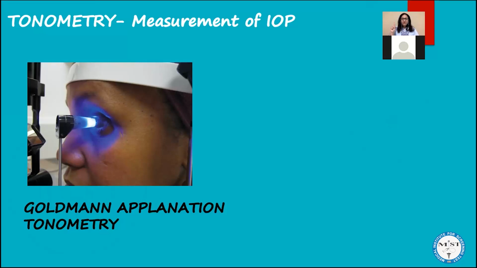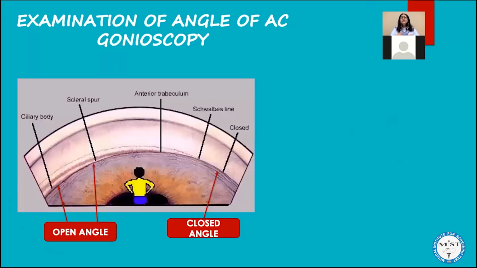So one thing, first of all, we have to judge how much is the pressure of the patient. That is by tonometry. Second thing which we have to do is examination of the angle of anterior chamber. The method which is used to examine the angle of anterior chamber is known as gonioscopy. Normally, by direct examination, you cannot examine the angle of anterior chamber. You have to employ a special method which is known as gonioscopy.